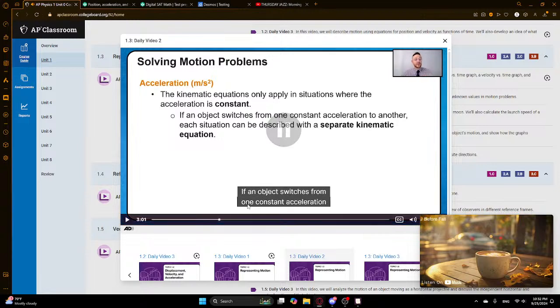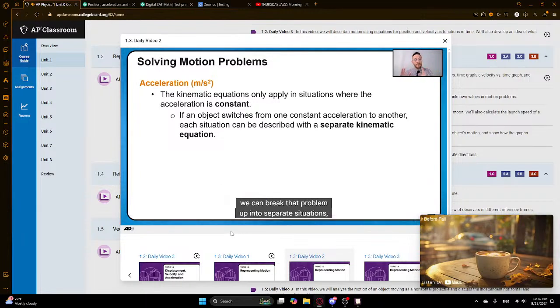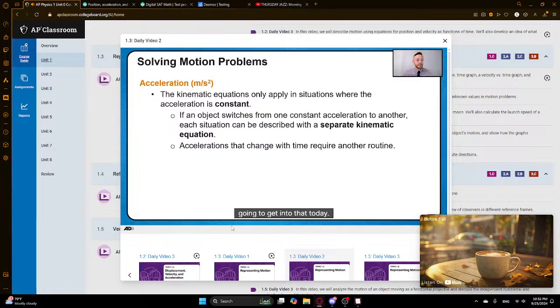If an object switches from one constant acceleration to another constant acceleration, we can break that problem up into separate situations, but we would need to use a separate kinematic equation for each one of those situations. Accelerations that change are going to require another routine, and we're not going to get into that today.